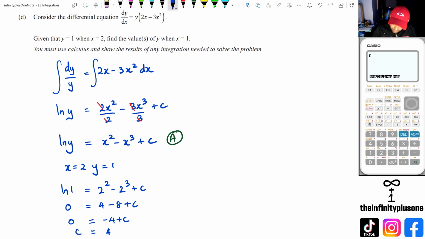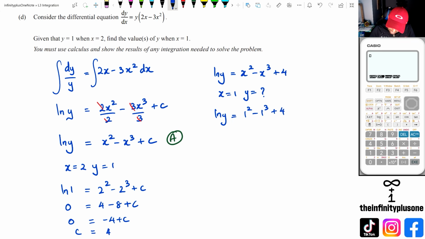Now if c is positive 4, then our ln of y is equal to x squared minus x cubed plus 4. And what we want to know is when x equals 1, what is y? So we're going to go ln of y equals 1 squared minus 1 cubed plus 4. We're going to get ln of y equals 1 minus 1 is 0. We're going to get ln of y equals 4. And therefore y is equal to e to the power of 4.